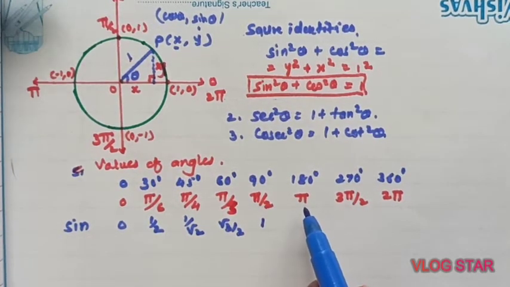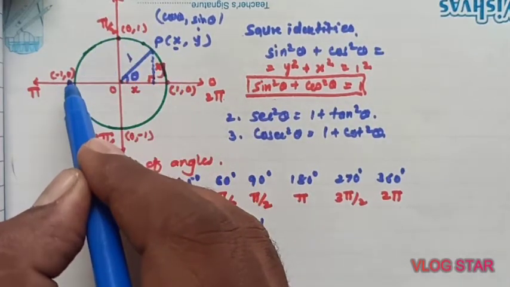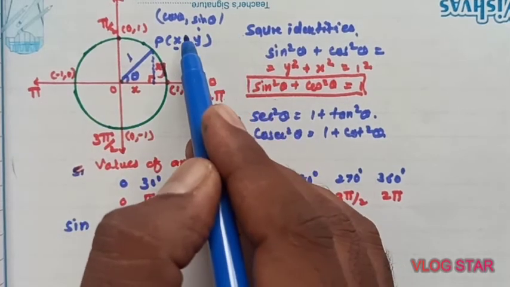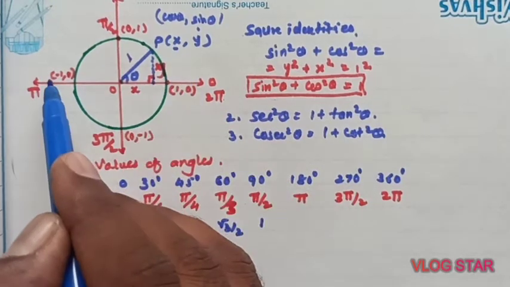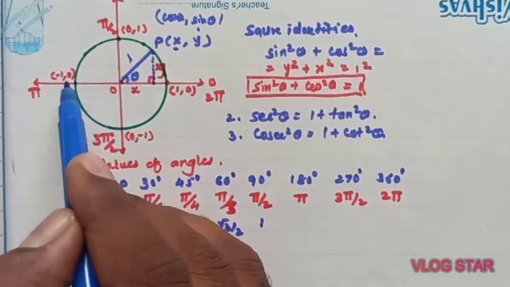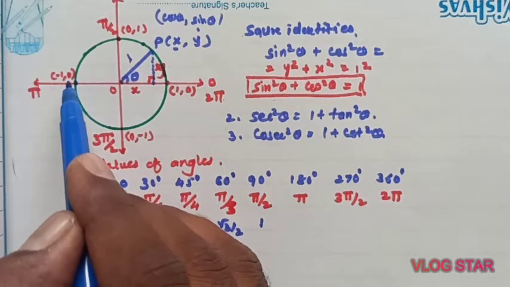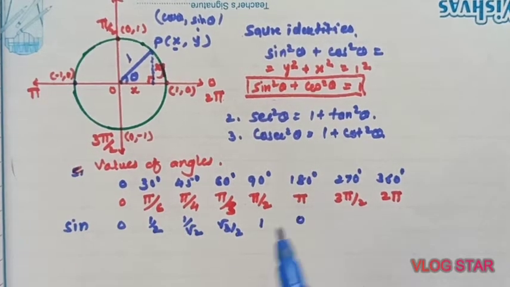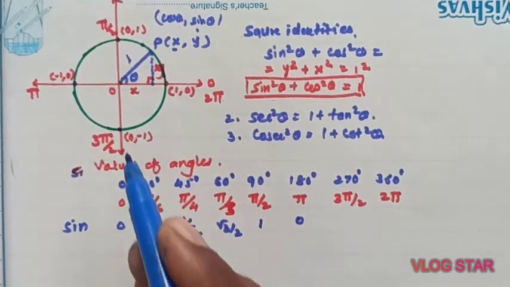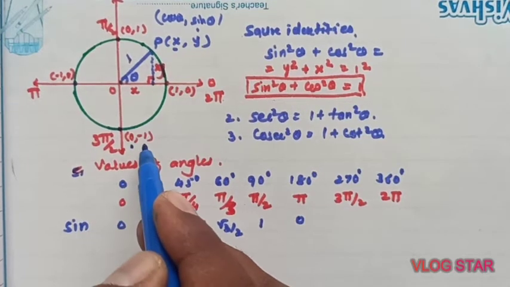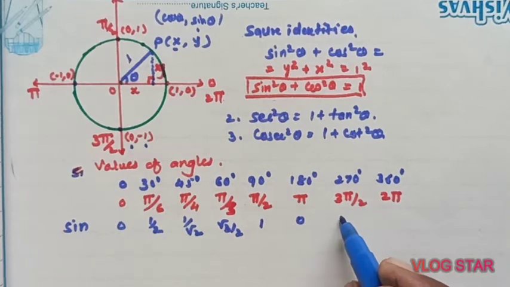What about the further angles? How to know? How to memorize? So look at the position of pi. Pi is here. Also you know that sine means y coordinate and cos means x coordinate. So here, what is the y coordinate? 0. And y coordinate means sine, so it is 0. Now 270: this is the position, here x is 0, y is minus 1, and sine means y, so minus 1.